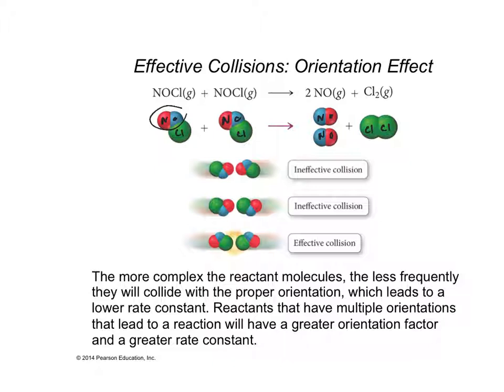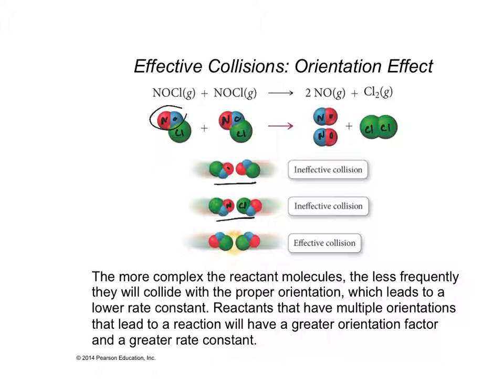So for example, if we had these molecules hit like this, do you think that's going to actually result in an effective collision? No, because this would form an NO, but it's not going to form a ClCl. What about this type of collision, where we have the chlorine hitting the N? Is that going to result in a successful collision?